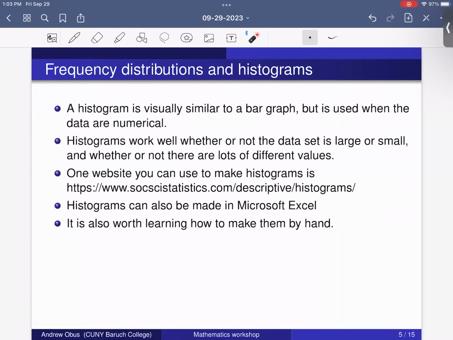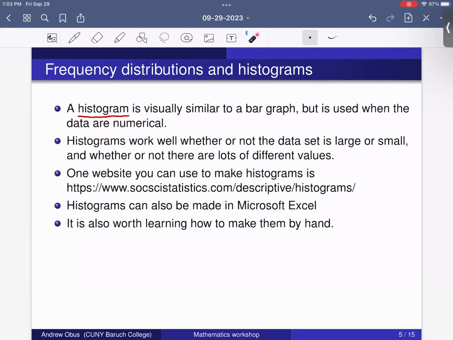So what are frequency distributions in histograms? Well, a histogram is visually similar to a bar graph. Often, if you're not speaking carefully, you might call it a bar graph or a bar chart. But a histogram is used particularly when the data are numerical. Remember last time we talked about categorical data, like what level of schooling somebody's completed. But if the data themselves are numerical, then we generally call this a histogram. Tony, any question? No. Okay.